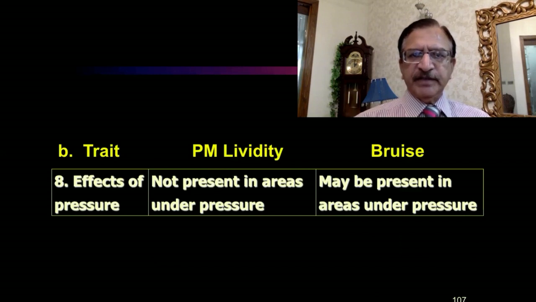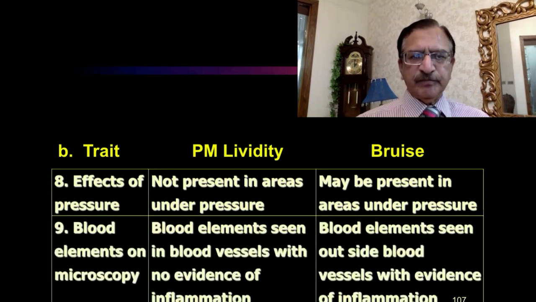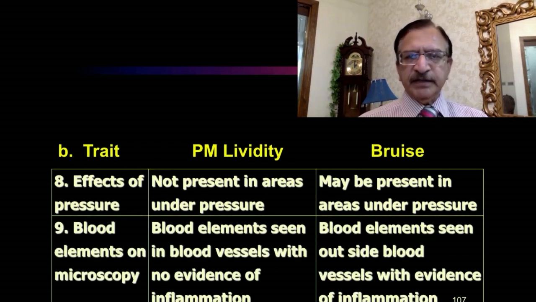Then the effects of pressure: the postmortem lividity will not develop on the areas which are under pressure because of tight clothing or because of some protruding object pressing the body. But bruise will appear under the pressure areas. Then the blood elements: if you do the microscopy, the blood elements are seen in the blood vessels with no evidence of inflammation in the postmortem lividity, whereas the blood elements will be seen outside the blood vessel with the evidence of inflammation in case of bruise.